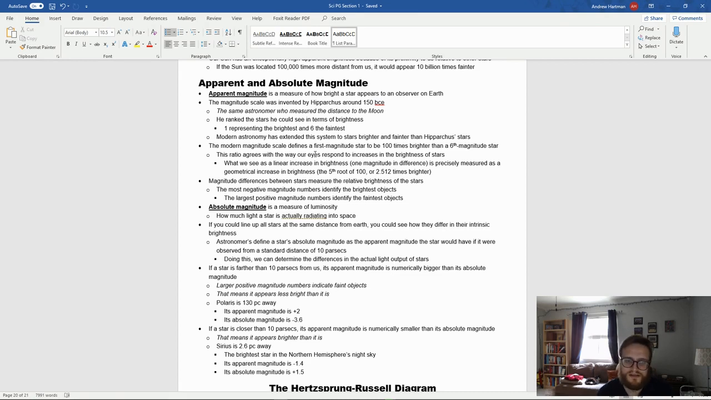Less luminous. Absolute magnitude is the measure of luminosity, right? So luminosity equals absolute magnitude. If you could line up all the stars at the same distance from Earth, you could see how they differ in their intrinsic brightness. And so astronomers define a star's absolute magnitude as the apparent magnitude the star would have if it was observed from a standard distance of 10 parsecs. So they basically take every star and ask, what would it look like from 10 parsecs away? And then we can determine the actual light output of all stars based on this.